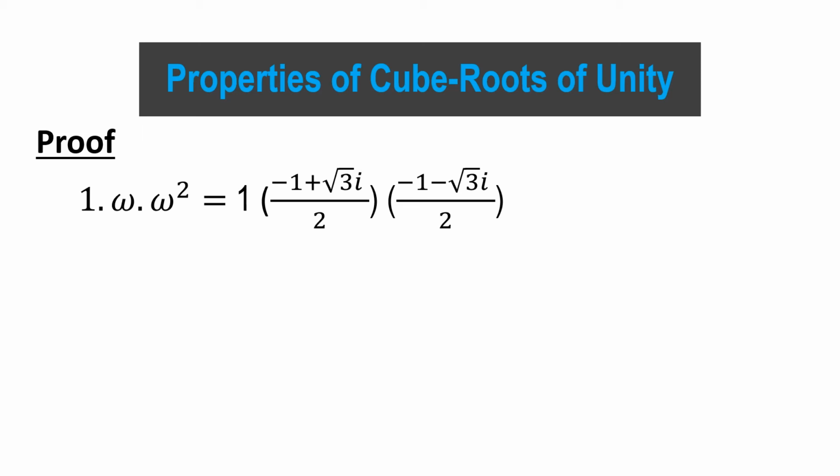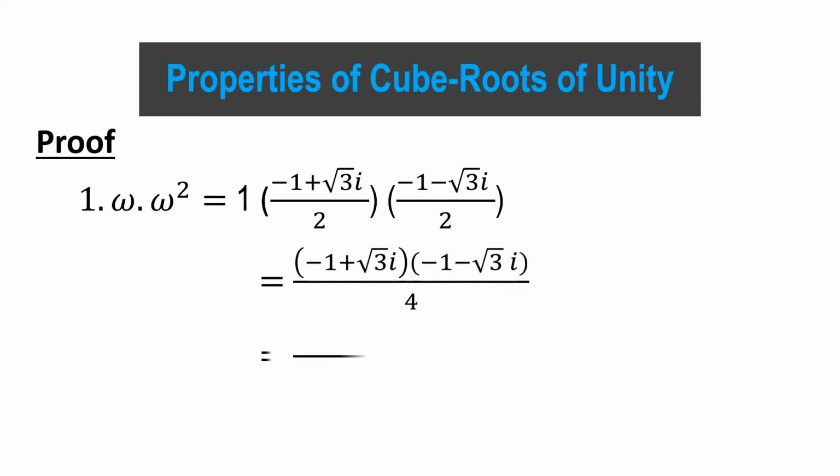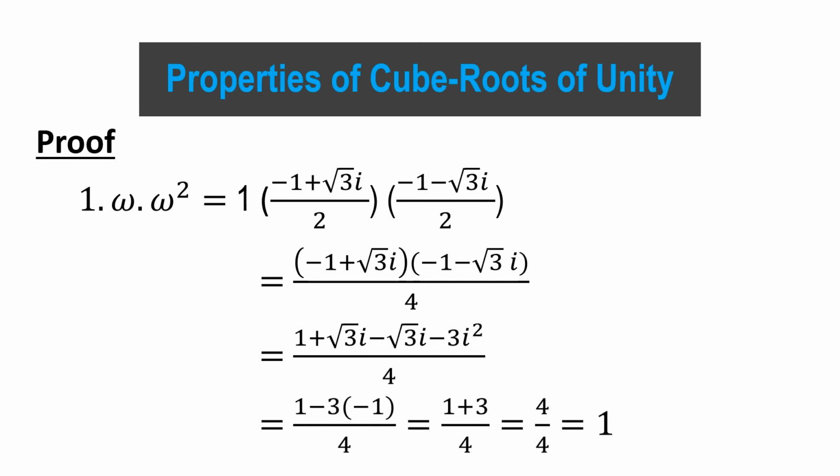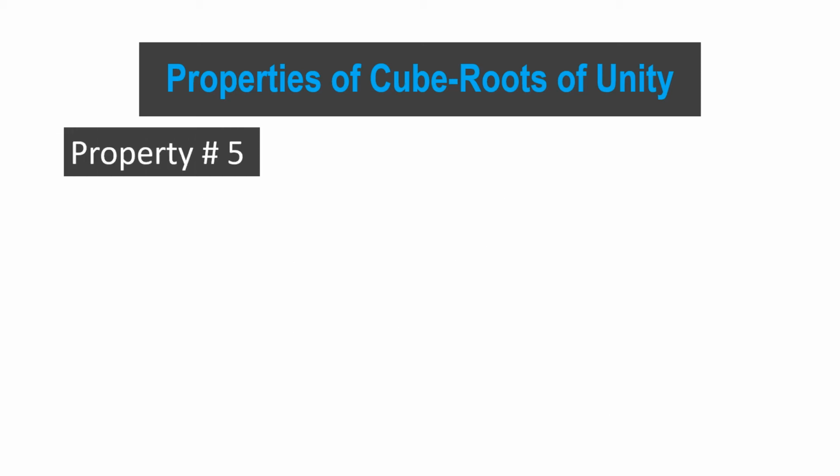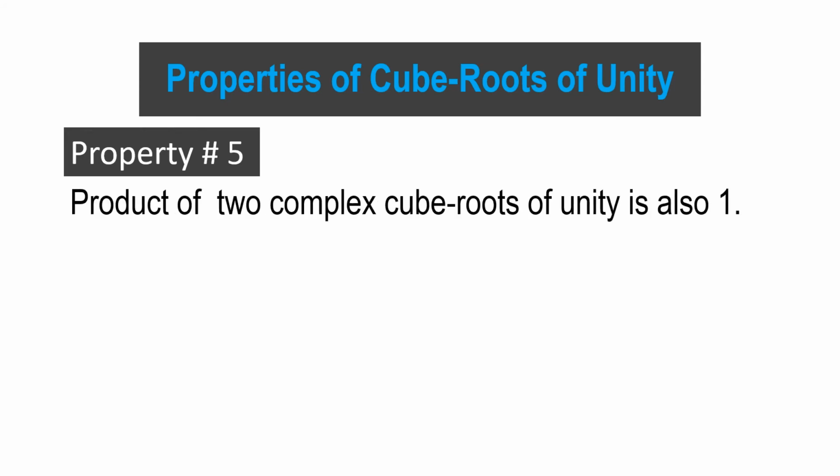Proof. 1 times omega square is equal to 1 multiplied by minus 1 plus square root of 3 iota whole divided by 2 into minus 1 minus square root of 3 iota whole divided by 2. We simplify it and get it is equal to 1.